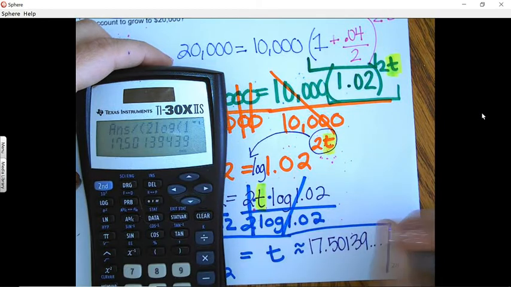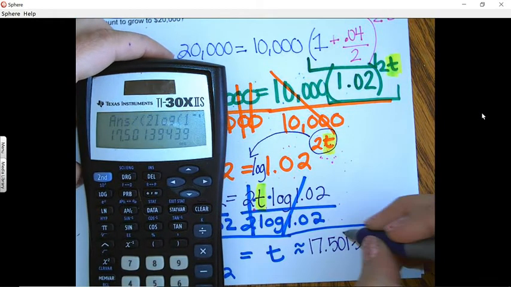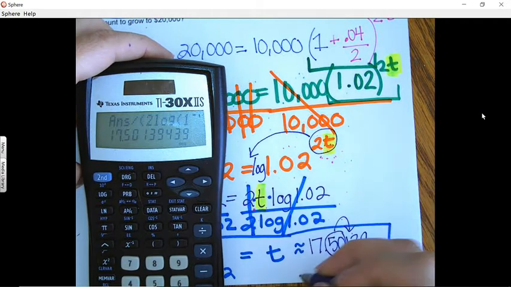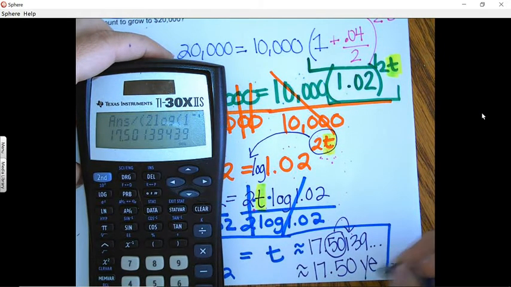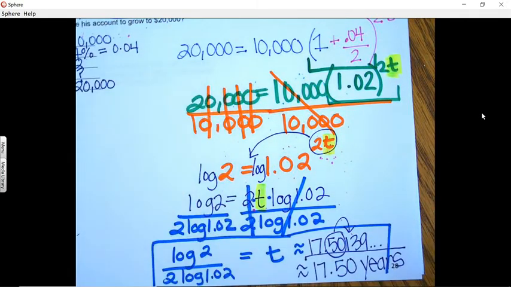17.50139, etc. So to round to the hundredths place, so 2 decimals, it'd be about 17.50 years. So in 17.5 years, pretty much, it would take Kyle to double his money to 20,000.